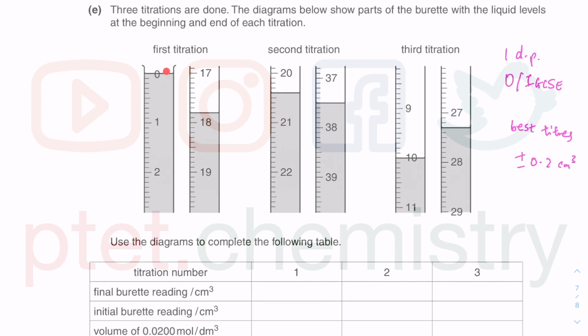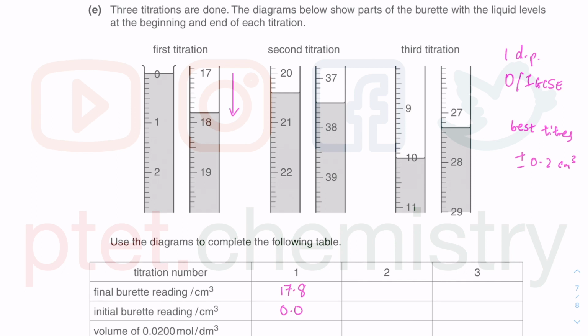Here, start from 0.0. So your initial burette reading is 0.0. Your final burette reading is 17.1, 17.2, 17.3, 17.4, 17.5, 17.6, 17.7, 17.8. So 17.8 and not 18.2, because you are reading from the top to the bottom. Hope you can see that the burette is read 17 and 18 there. So it's 17.1, 17.2, up to 17.8.